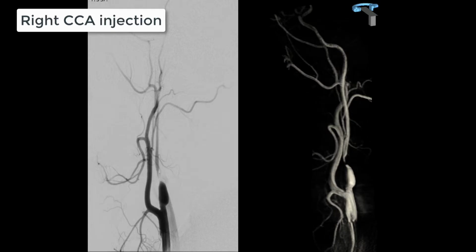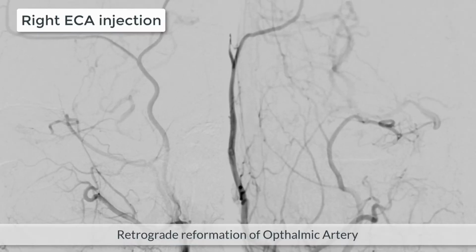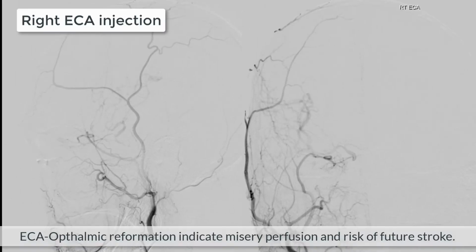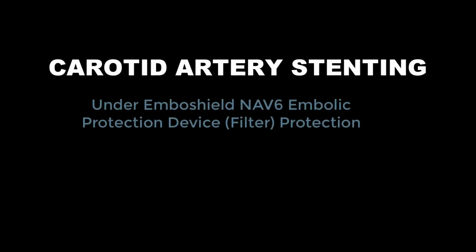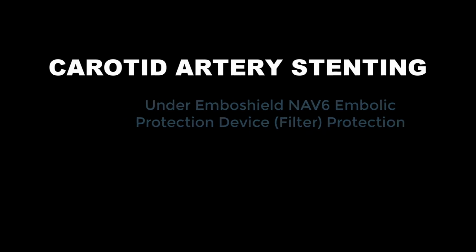Right carotid angiography showed near total occlusion of the right internal carotid artery with poor intracranial flow, and there is retrograde reformation of the ophthalmic artery via middle meningeal artery collaterals. These angiographic findings suggest hemodynamic compromise of the right cerebral hemisphere. So we planned for carotid artery stenting under embolic protection device in this case.